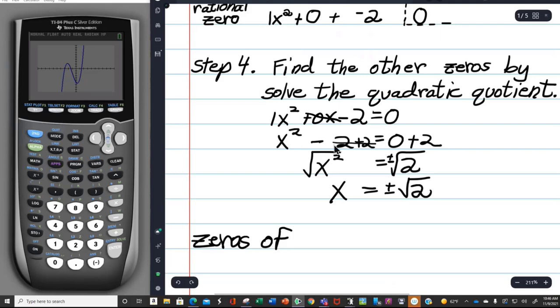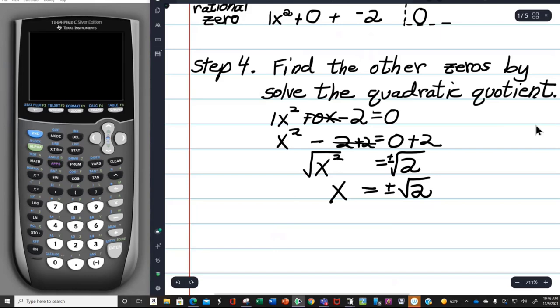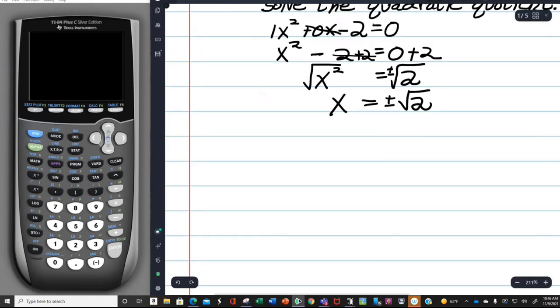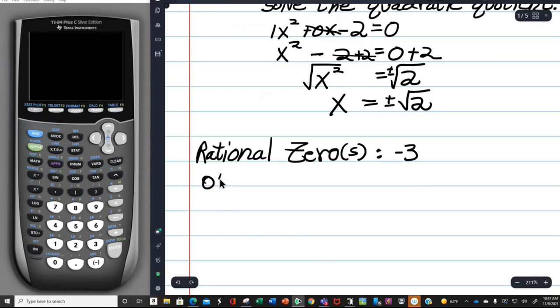Well, no, let me do it the way they do it in the book though, and in most math books. You'll be asked about the rational zeros. And it'll be written like that because you might have one, you might have more. Well, our only rational zero is negative 3. And then what are called the other zeros? Well, that's going to be negative the square root of 2 and positive the square root of 2.